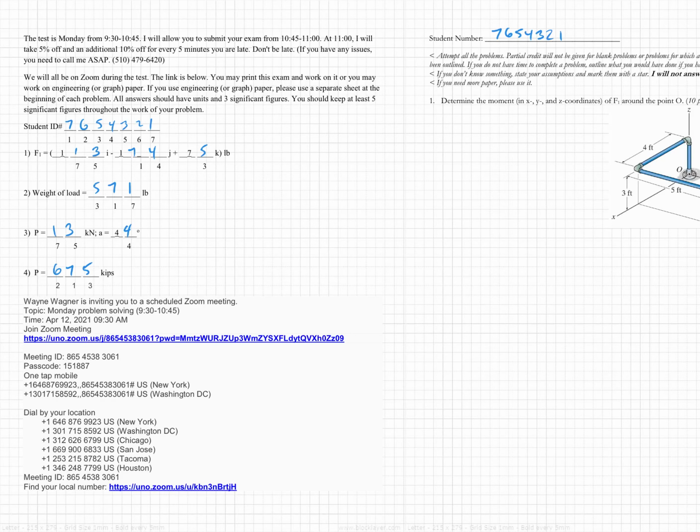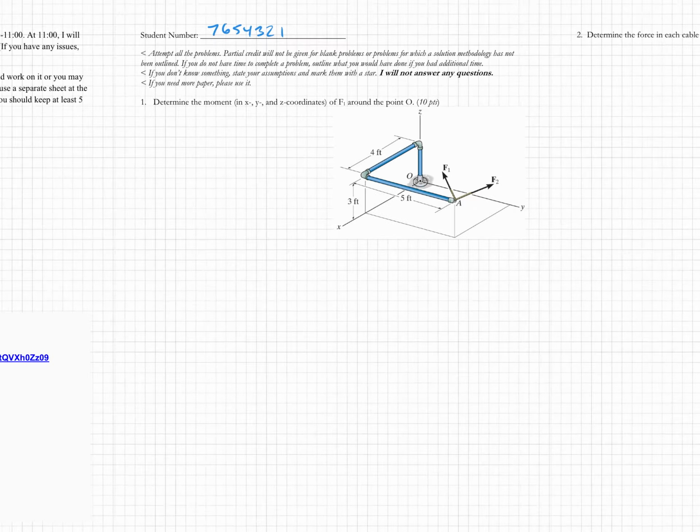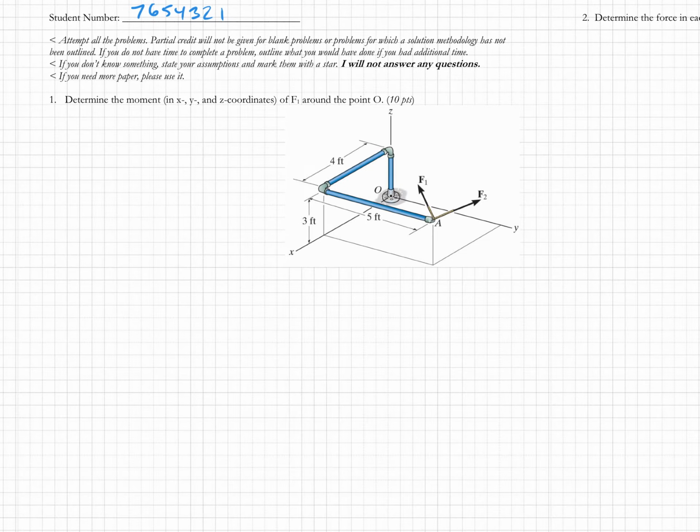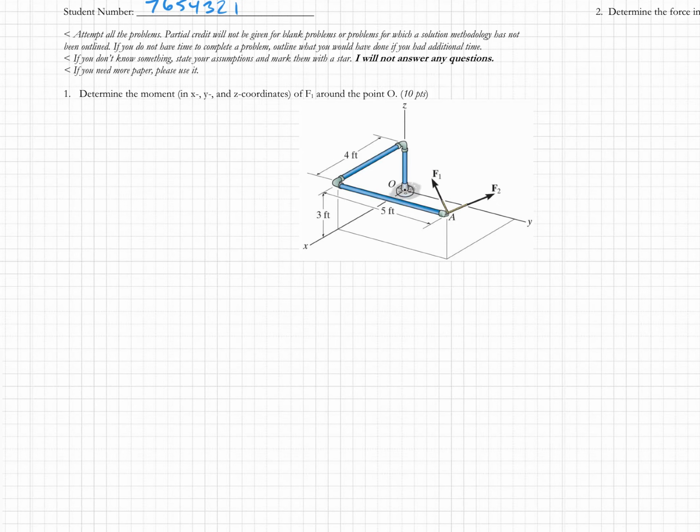Okay, so today we're going to do exam 2, and we're just going to jump right into it. I'm assuming I have a student number of 7654321. Okay, so let's go over here. The problem is to find the moment of F1, this one right here, around the point O.